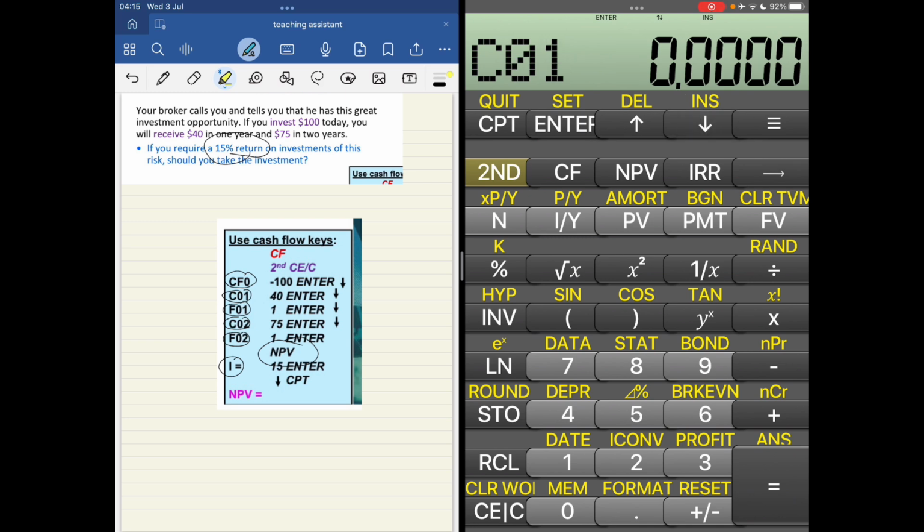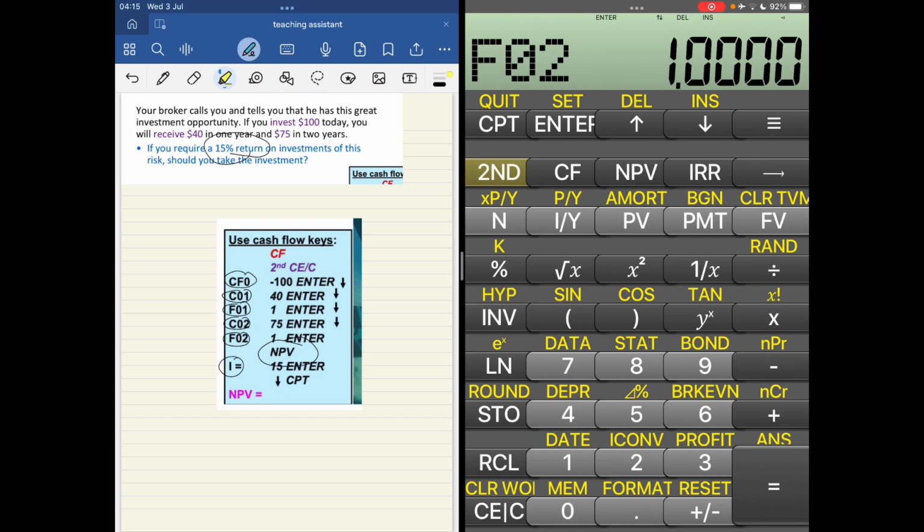Cash flow number 1, after 1 year, you receive $40, so you press 40, enter, go down. The frequency is, of course, 1. It's not gonna repeat any more than 1. So 1, enter, go down. CO2 is 75 because you earn $75 in the second year. Enter, go down. And the frequency is also 1. Enter.